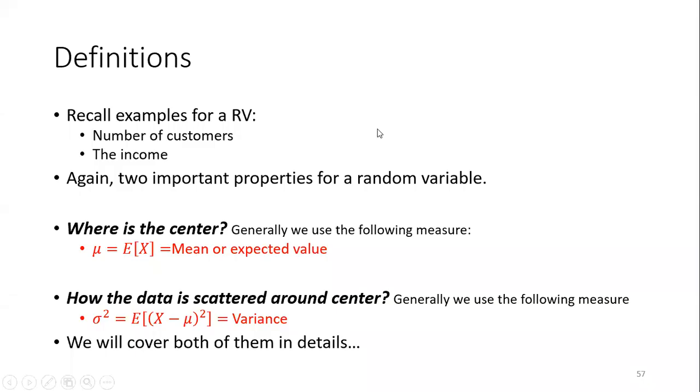Okay, so let's take a step back and recall the definitions and examples about random variables from your basic probability course. Remember the examples: the number of customers coming into a bank, the income of, let's say, an engineer, the number of eggs laid by chickens in a farm, the number of accidents, or the inter-arrival times of customers again coming into a bank.